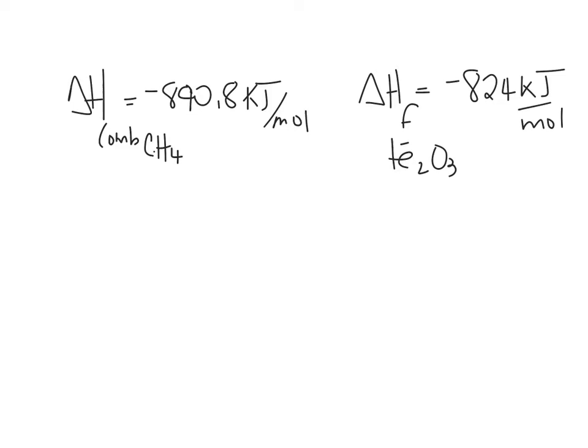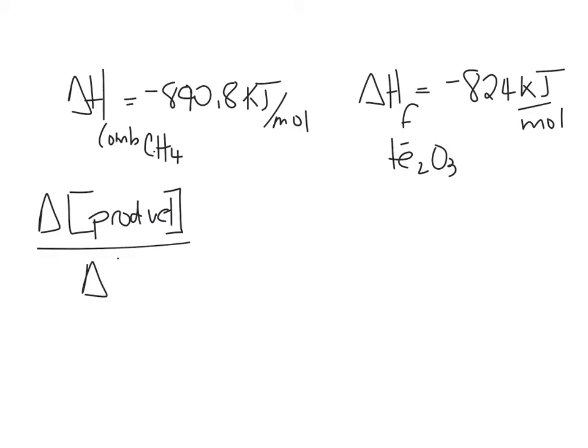So we use square brackets to represent concentration. So the concentration of product, let's say, could change. So you put the delta in front. So that's the change in the concentration of the product with a change in time. And this will equal some quantity.